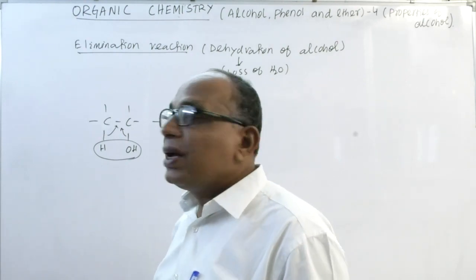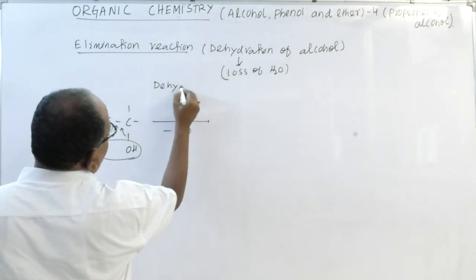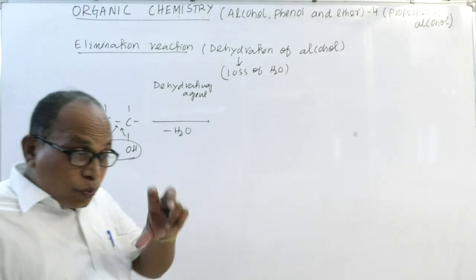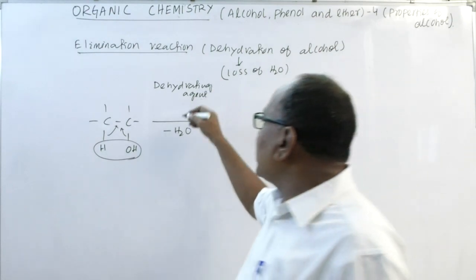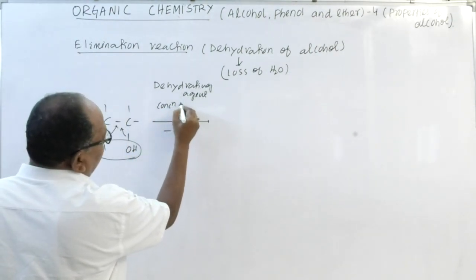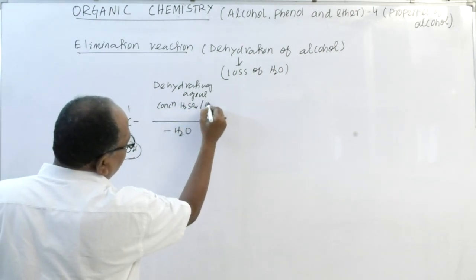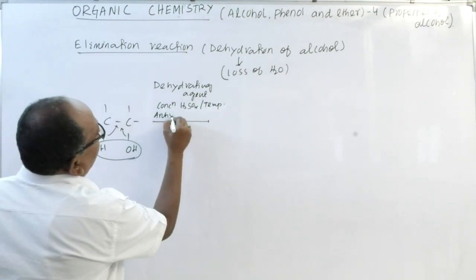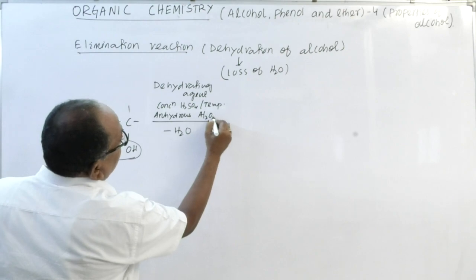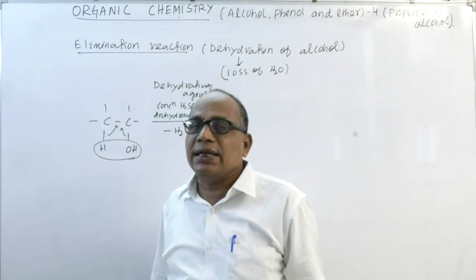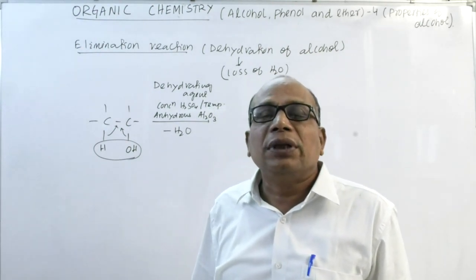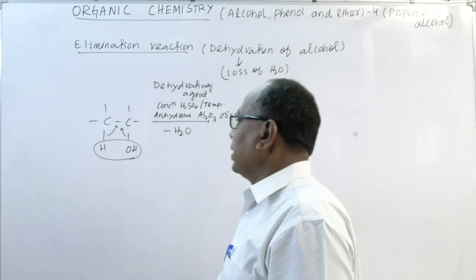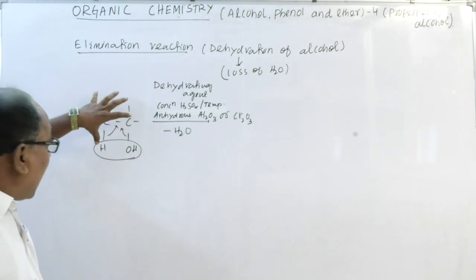How? We are using some dehydrating agent. Dehydrating agent means which can remove the molecule of water. And what are the dehydrating agents? Concentrated sulfuric acid at a little high temperature. We maintain some temperature. Or the dehydrating agent is anhydrous aluminum oxide. You know, aluminum oxide is a dehydrating agent which can absorb the water molecules and becomes aluminum hydroxide, or anhydrous chromium oxide.